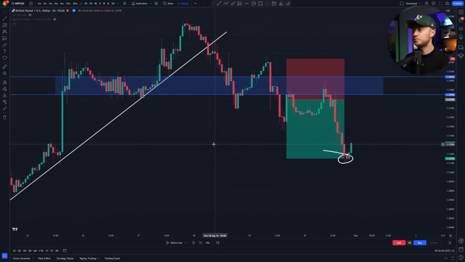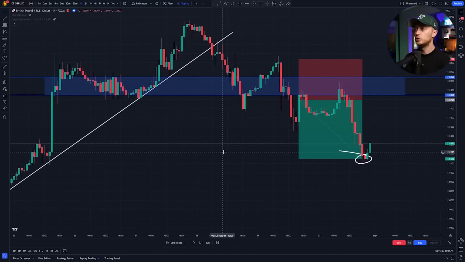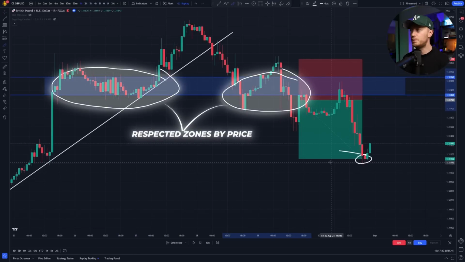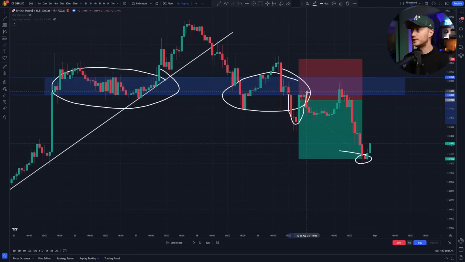Now, this is price action, and this is absolutely beautiful. The key here is having a zone that's being respected by price. If the zone is being respected, then price is going to continue to respect it every time it touches it.